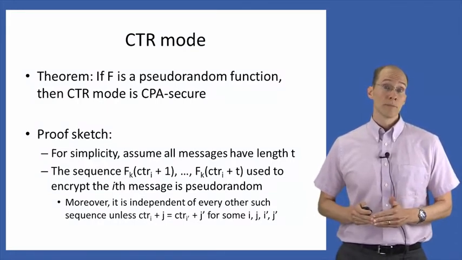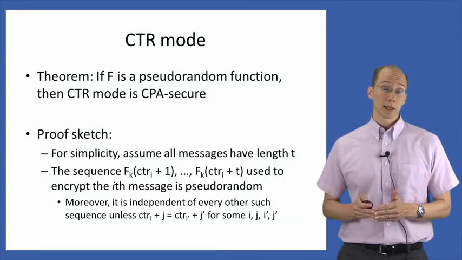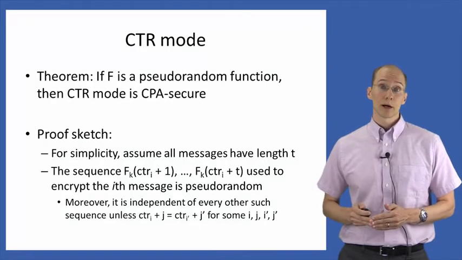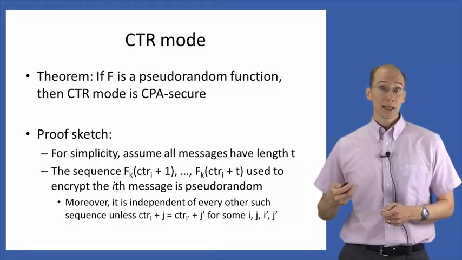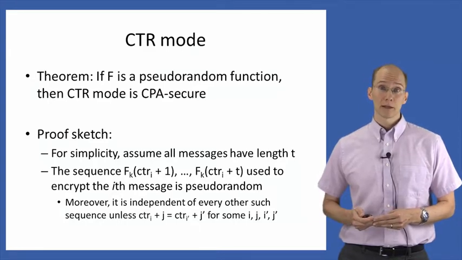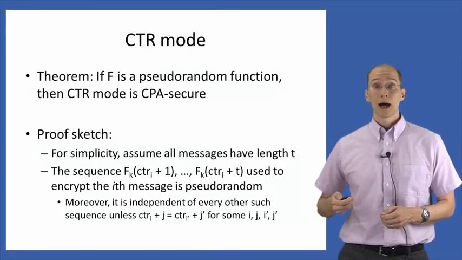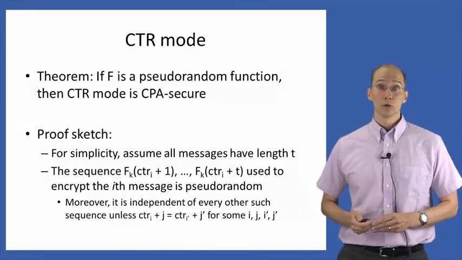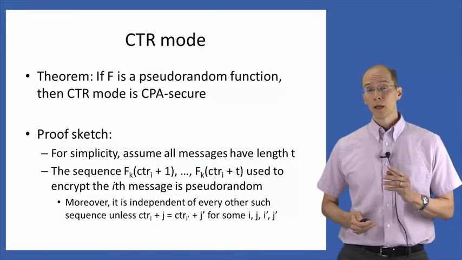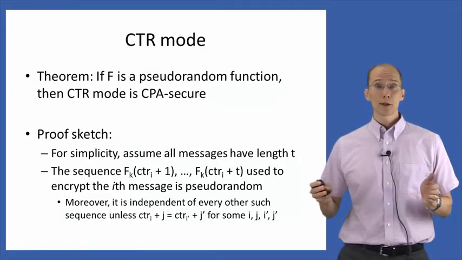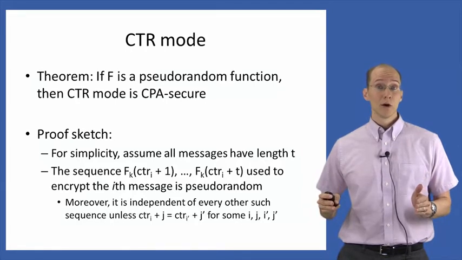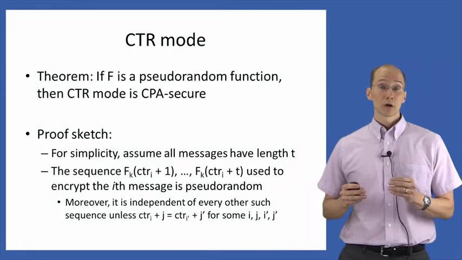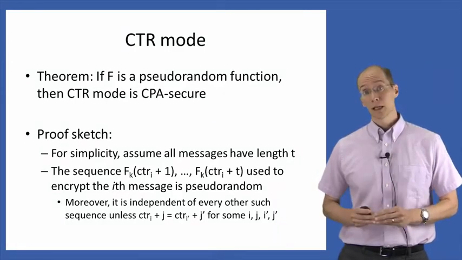Note here that it's important that the length of our counter is n bits, and so it can support up to 2^n values, ranging from 0 up to 2^n minus 1. Because t is going to be much, much smaller than 2^n, we're not going to get any wraparound, and so we're not going to get any two equal values being passed as input to the pseudorandom function. Now the important thing to note is that this pseudorandom sequence is going to be independent for every message being encrypted, unless it happens to be the case that there are two inputs to the pseudorandom function that happen to be equal.